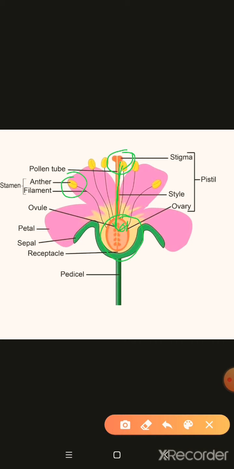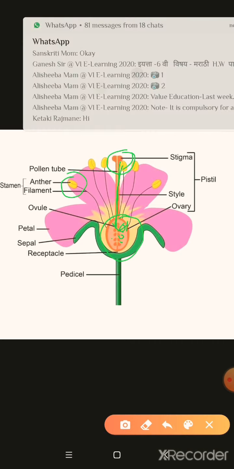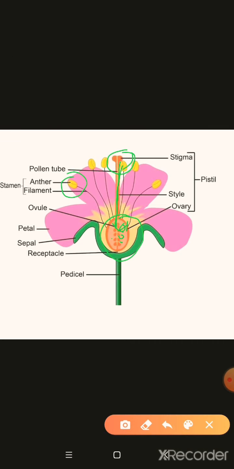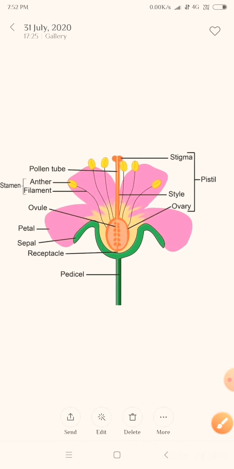Ovules means egg cells. These circular egg cells we can see in the ovary, and this ovary forms the fruit, and the ovules which are present in the ovary form the seeds.